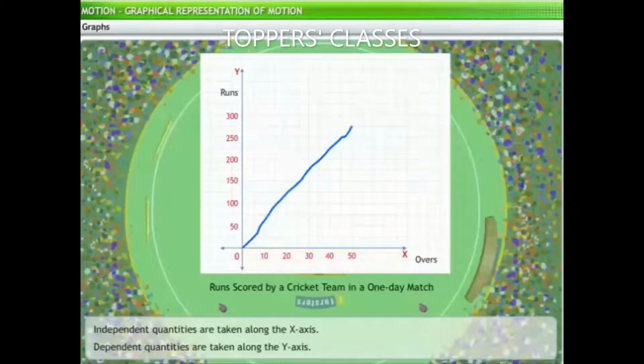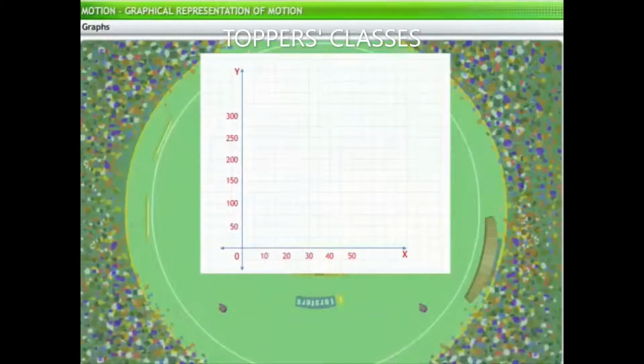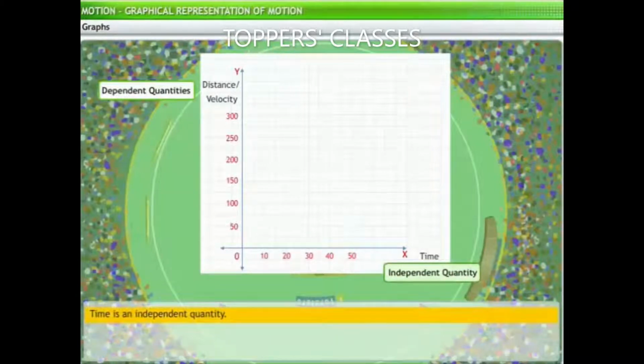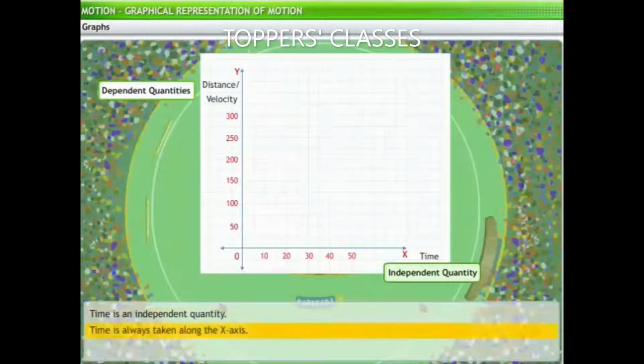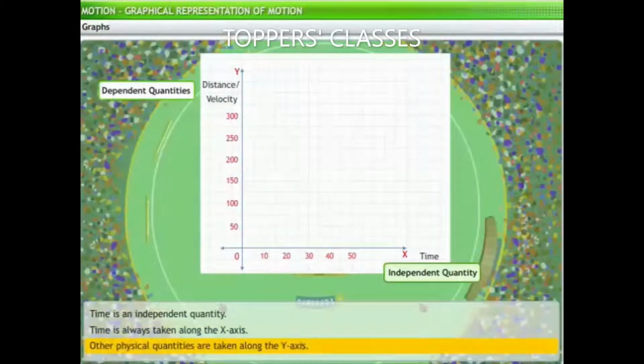Similarly, we can use line graphs to describe the motion of an object. In motion graphs too, physical quantities such as distance or velocity show dependence on time, while time is an independent quantity. Therefore, time is always taken on the x-axis and the other physical quantities are taken along the y-axis. You can create graphs in motion by comparing distance, displacement, or velocity to time.